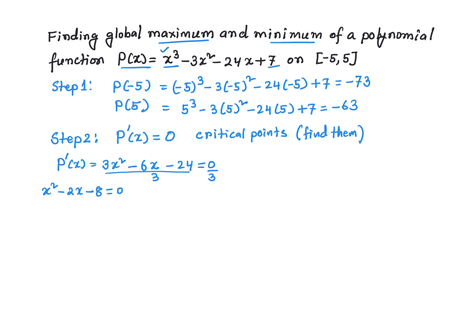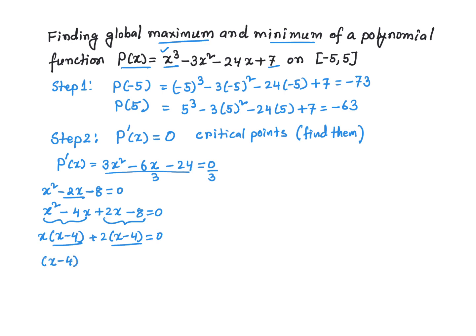I hope you know how to factor it, but just as a refresher, I'll write it. This I could write as x squared minus 4x plus 2x minus 8 is equal to 0. Between these two, I could factor out x. That's going to give me x minus 4. And between these two, I could factor out 2. That's going to give me x minus 4. And that's equal to 0. I could factor out x minus 4 from each of these terms. If I did that, I'm going to get x from the first term and plus 2 from the second term, and that is equal to 0.